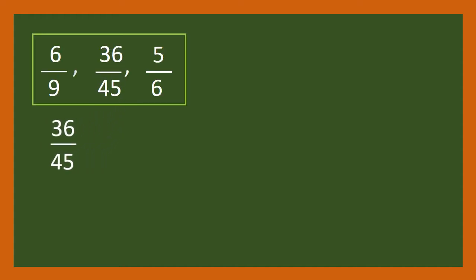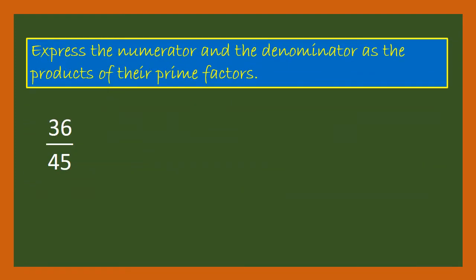Let's take the second example, that is 36 upon 45. The first step is to express the numerator and the denominator as the products of their prime factors. Let's find the prime factors of 36. Which is the lowest prime number that can divide 36? Since 36 is an even number, it can be divided by 2.